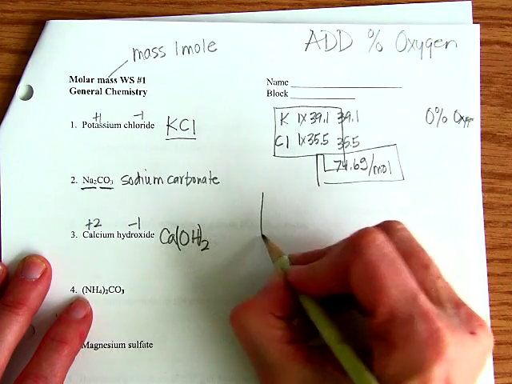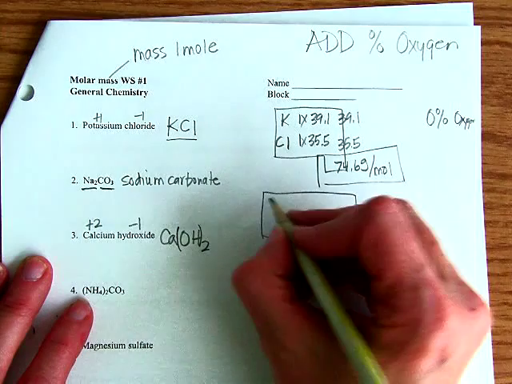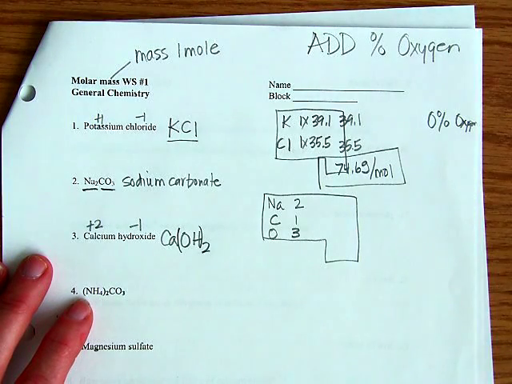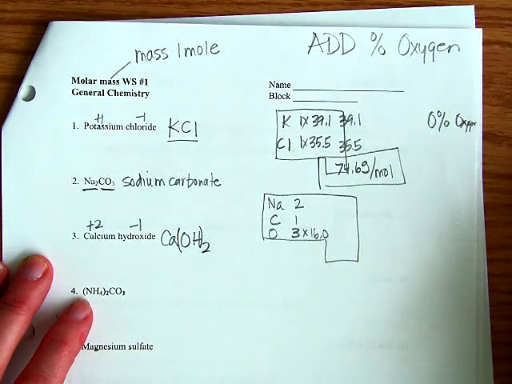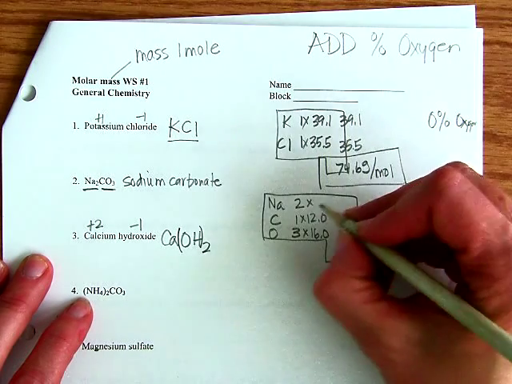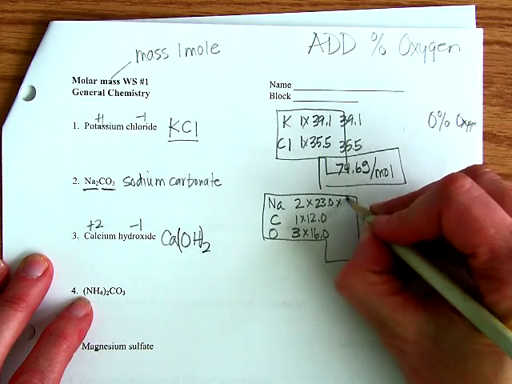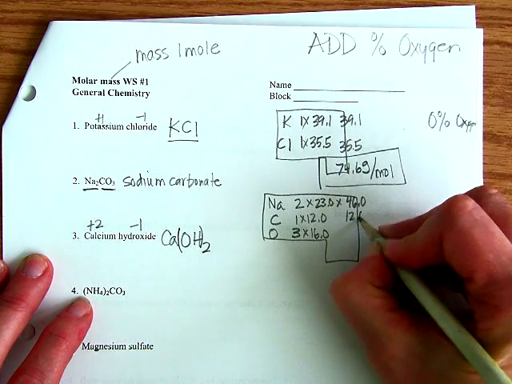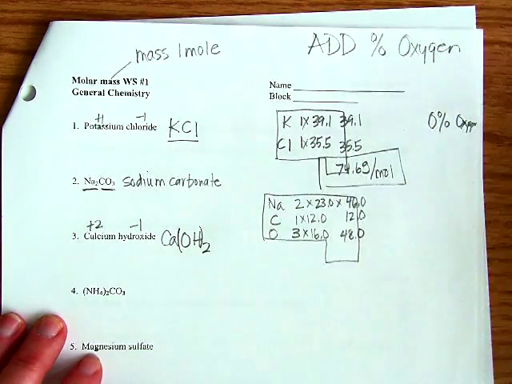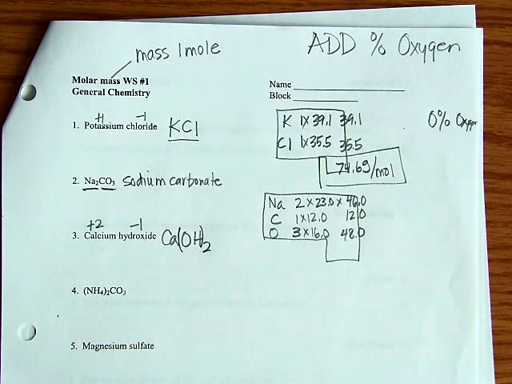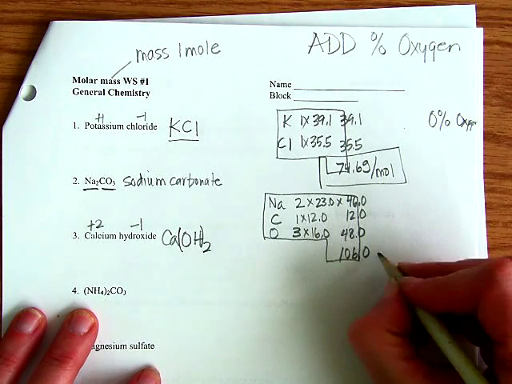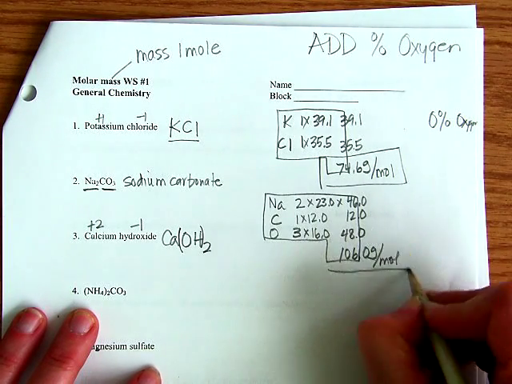You would have to make your box for sodium carbonate. I have 2 sodiums, 1 carbon, and 3 oxygens. Oxygen I've memorized. Carbon we look up. And sodium is a 22.98, so that rounds to 23.0. I'm trying to purposely go a little bit fast right now because I want you to actually get to the point where you have to pause, try it yourself, and then watch the video. So now I'm adding them up, and I have a total mass of 106.0 grams per mole. That's the second part of this assignment.